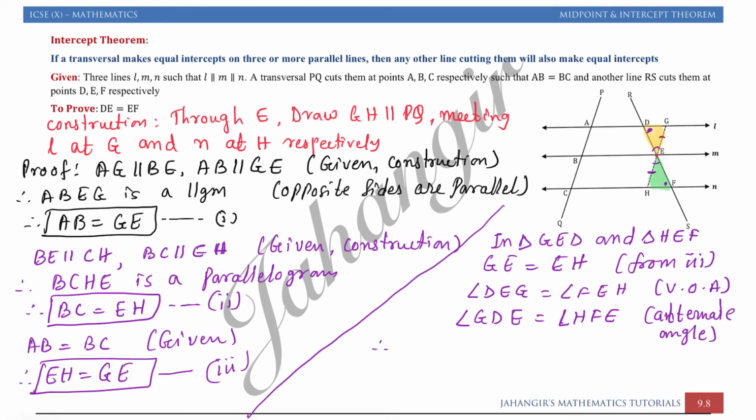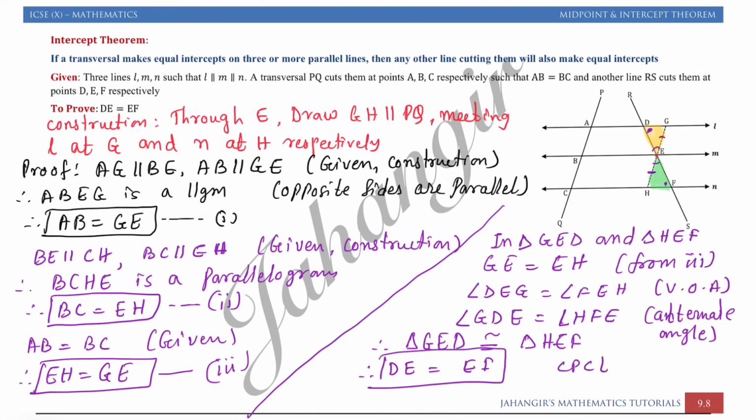So therefore triangle GED is congruent to triangle HEF. Both triangles are congruent, so therefore by CPCT I can say DE is equal to EF, the one which I have to prove. This is CPCT, corresponding parts of congruent triangles.